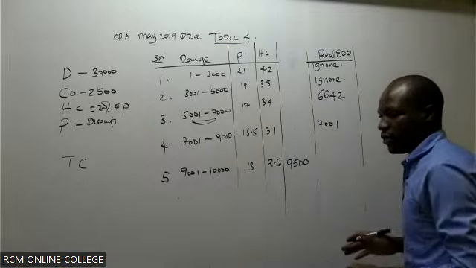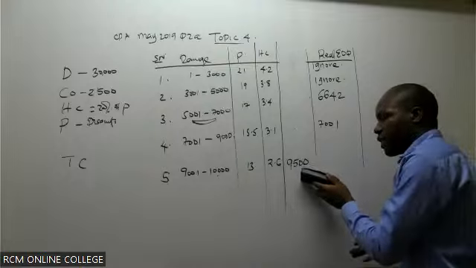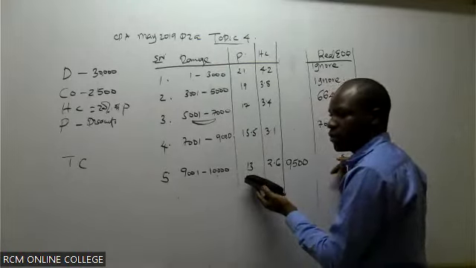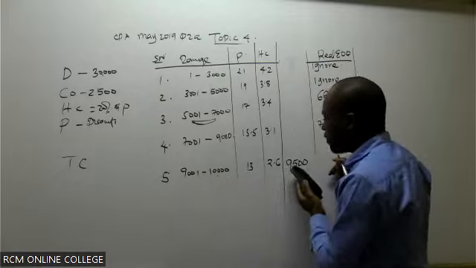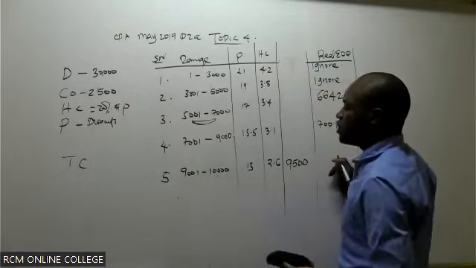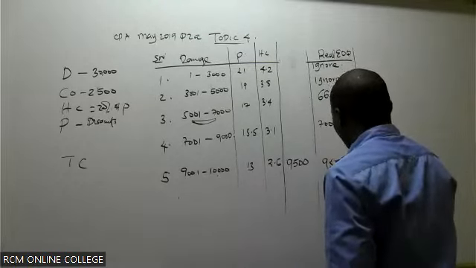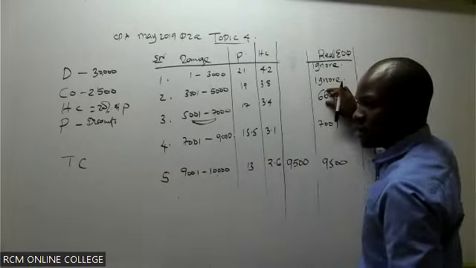You first of all ask yourself, is this 9,500 within the range for me to be able to get this benefit? Yes, 9,500 iko hapa katikati. So it means I don't pick anything. I just pick my economic order quantity. That's why we transferred this directly.